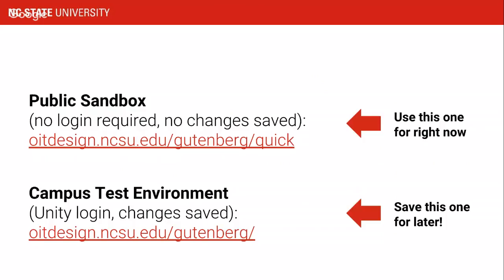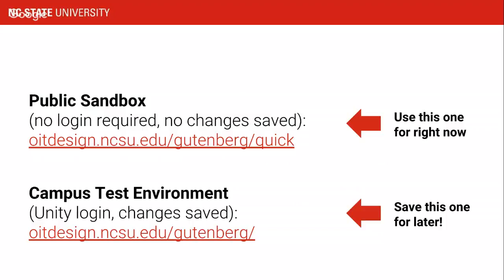We have two links for you to copy down at some point: the public sandbox link and the campus test environment link. The campus test environment you can just save for later. You don't need it right now. It requires you to log in with your Unity ID and password, but you can create a new website. You can build as many pages and posts as you want. You can do anything you want. It's all hidden from the world. You need a password to get in, and so that's a place where you can get to know the new editor and break things as much as you want.